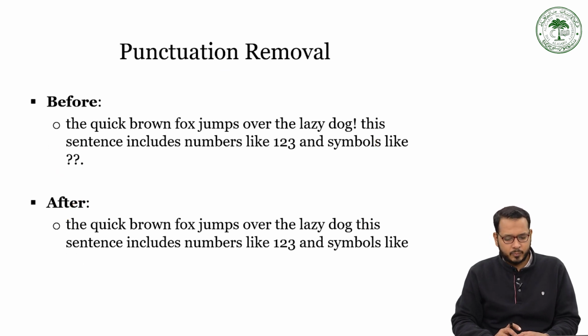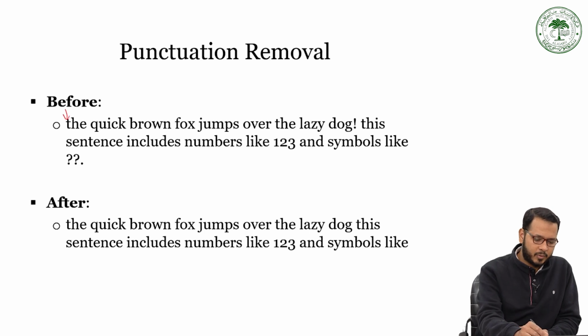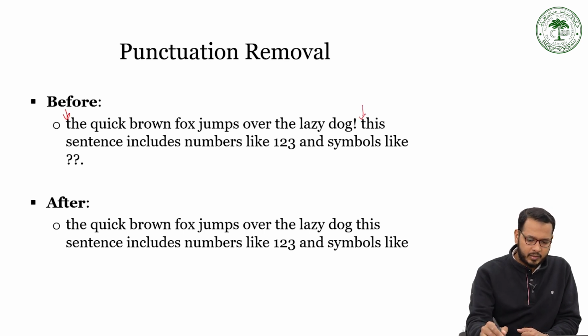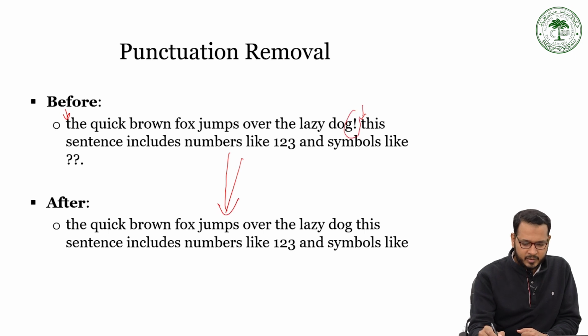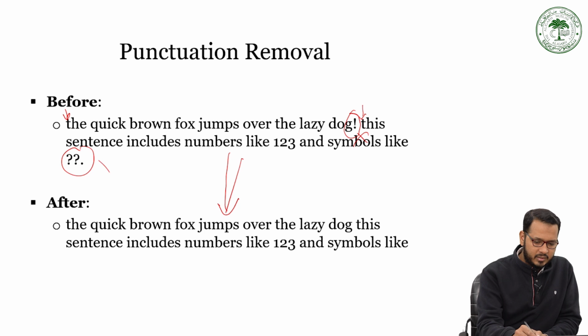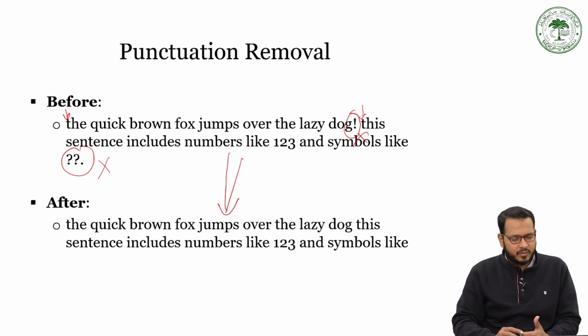Then punctuation removal. So once we have applied the lower casing, we already know that T is small. Then further, when we remove the punctuation, this exclamation mark is removed. These question marks have also been removed. Even the full stop mark is removed after this operation of punctuation removal.